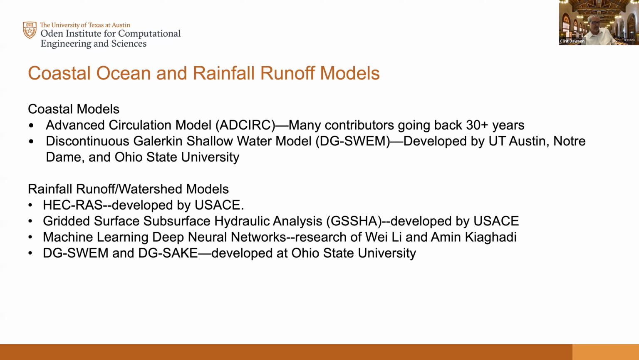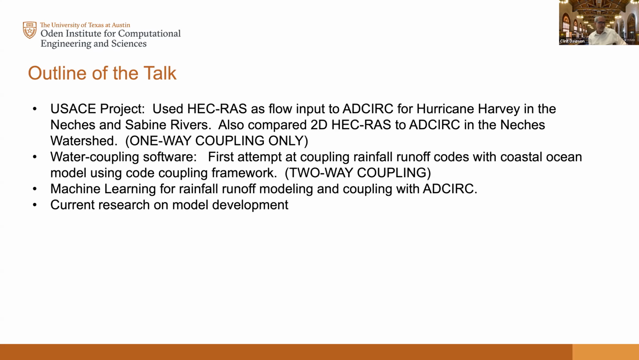I'm going to say a little bit about some recent work that we've done on machine learning for watershed modeling. And then finally, I'll mention some recent work on extending DG-SWIM from shallow water to watershed modeling in a code called DG-SOCI, which was developed at Ohio State by Ethan Kubatko's group.